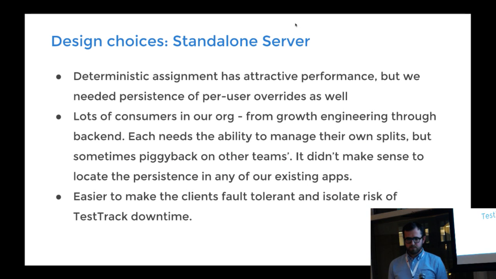Okay, so I've probably beaten this horse to death mostly, but we decided to use a standalone server. The reasoning behind that was that deterministic assignment is attractive, but we need to be able to override people individually. And the fact that we've got a bunch of different consumers in our org didn't make sense to couple it to any individual app. And then finally, we could also architect this so that if TestTrack, despite the fact that we tried to design it to be super reliable, super fast, went down, we wouldn't like that to bring anything else down. So it's very easy to build the contracts into those clients to accept TestTrack that doesn't work right.